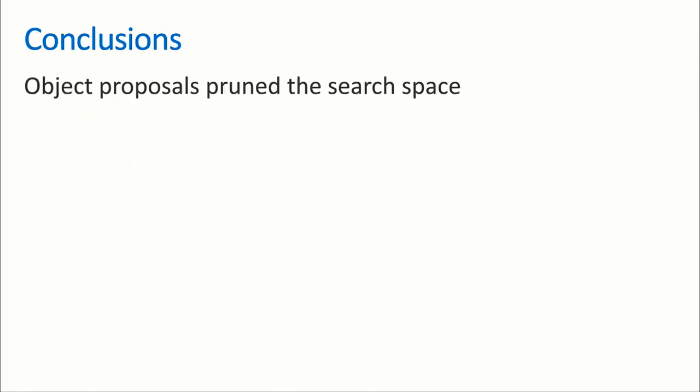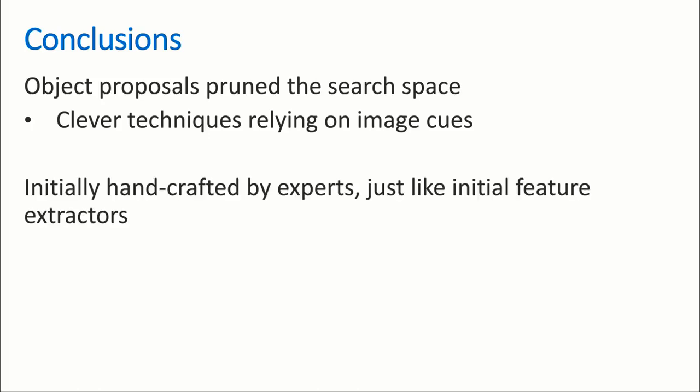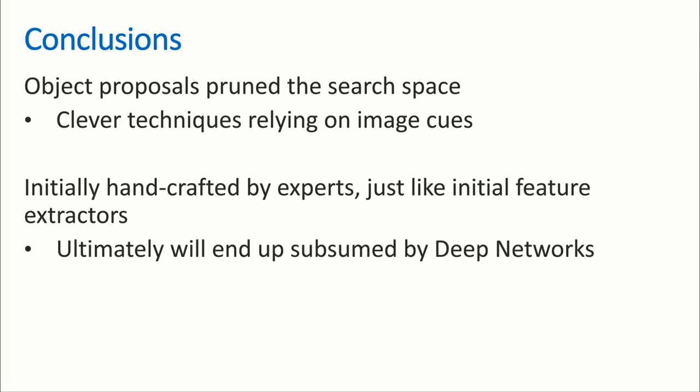In conclusion, object proposals were tremendously useful for pruning the search space of possible positions and scales when detecting objects in images. Notice the similarity between these clever techniques and our handcrafted features from earlier in the course, in that they were the result of clever people studying the problem and trying to come up with a solution. However, in the same way that handcrafted feature extractors were subsumed into our deep convolutional networks, we'll see shortly that our deep networks can also learn many strategies to propose their own bounding boxes, for reasons of both speed and accuracy.